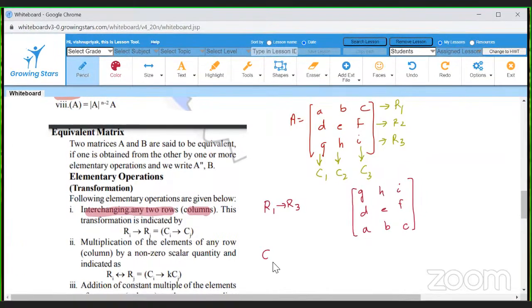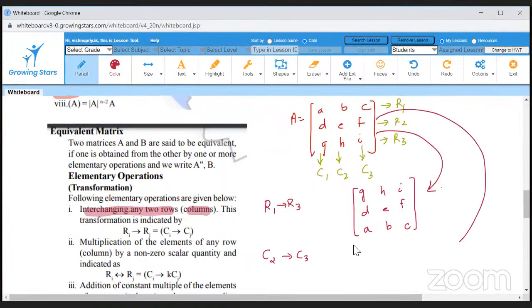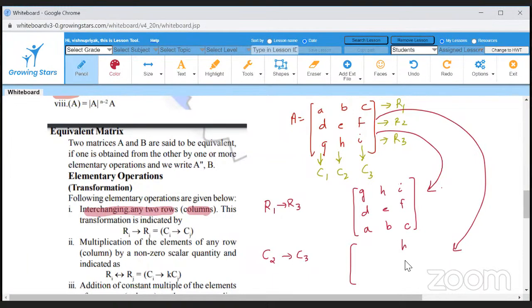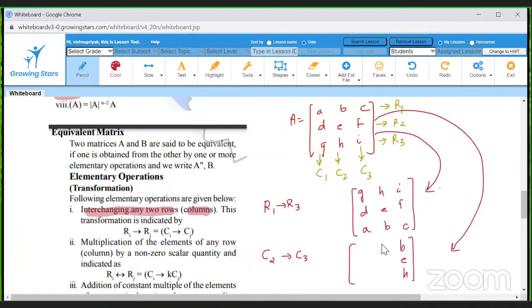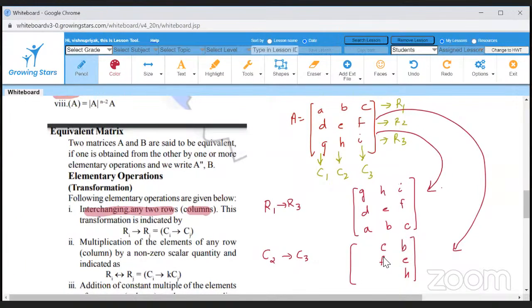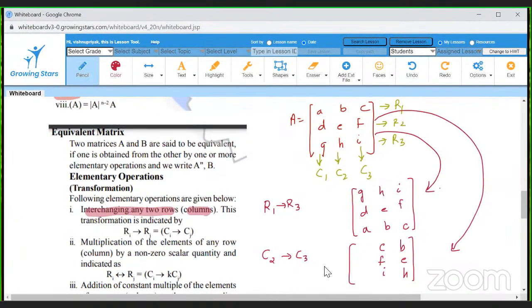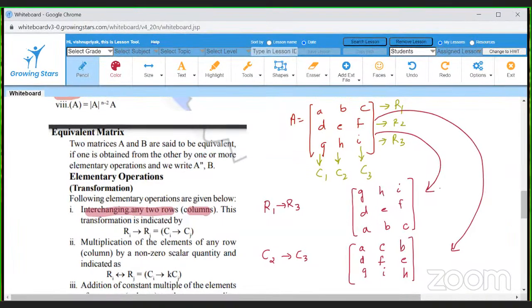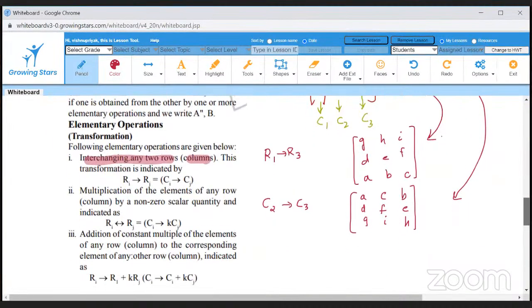Suppose I want to interchange column 2 and column 3. In matrix A, everything I am doing is from matrix A only. Then what will happen? Column 2, beh, will become column 3. And column 3, cfi, will become column 2. But column 1, adg, will remain the same. This is how I can show and make these changes.